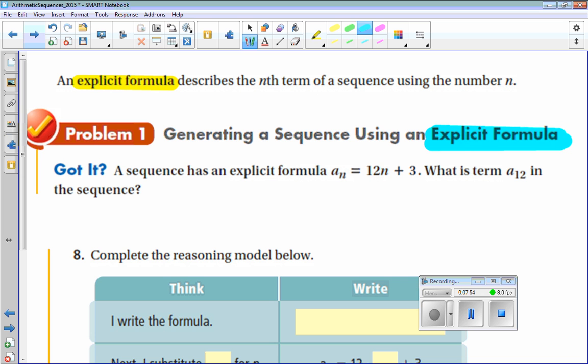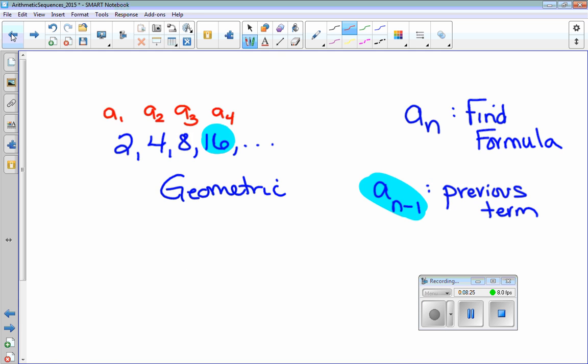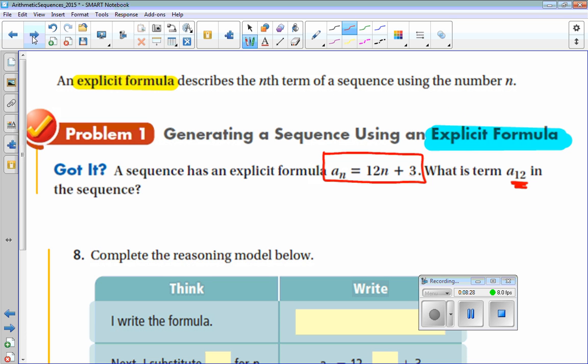If we're talking about arithmetic or geometric, in this particular got it problem number 1, I don't care if it's arithmetic or geometric, do I? I gave you a formula. It happens to be an arithmetic formula, but you don't know that. I want to figure out what A sub 12 is. How do I do that? I don't have it written out like I did before. All I have this time is a formula for it. How can I find the 12th term?